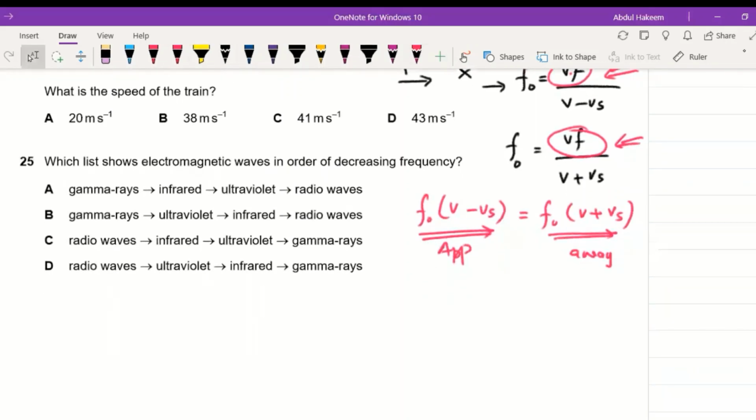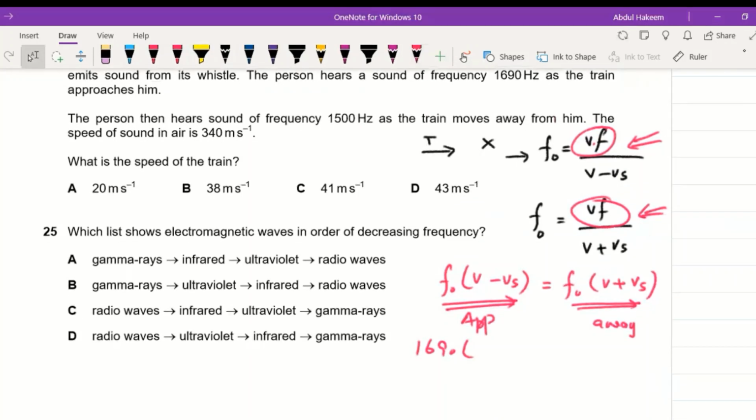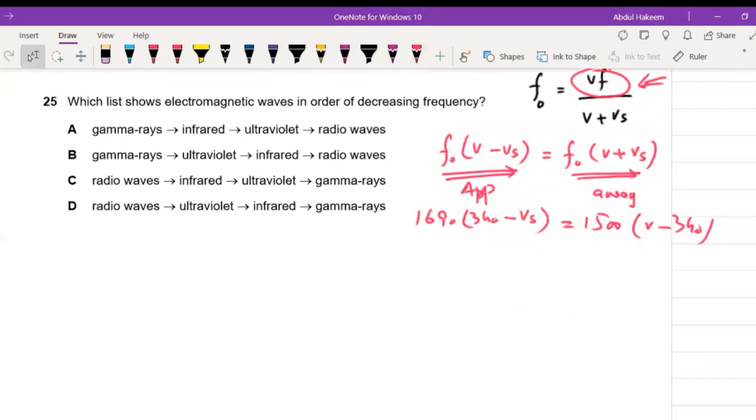Now after substituting the values, look, for the approach, the frequency is 1690, and V is given 340, and Vs is required. And this frequency is given 1500. This V is required and this is 340. So after calculation, we can get the velocity from 1690 divided by 1500. 340 minus Vs is equal to V minus 340.